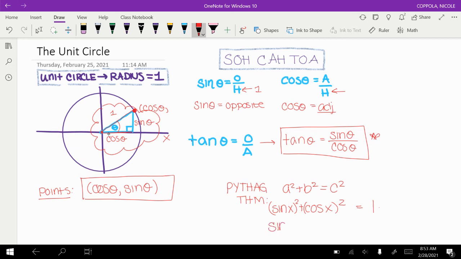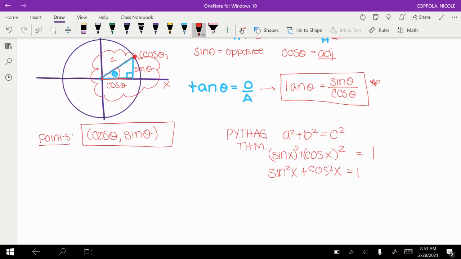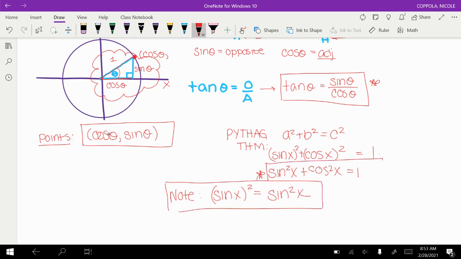I do want to point out that mathematicians are lazy, not as humans, but I don't think they can be bothered to put these two parentheses. So it is important to note that typically you will see it written like this, that sine of x squared, when it's written like this, is the same as sine squared x. They mean the same thing. All right, so we've got some cool identities here, in particular, your Pythagorean identity, which is right here with the smiley, and we've got tangent is sine over cosine.